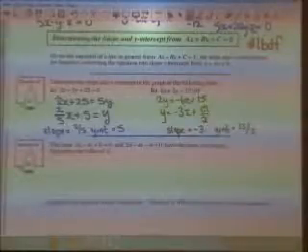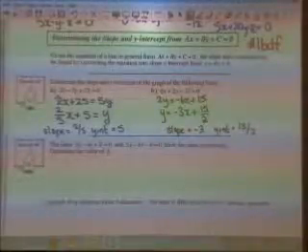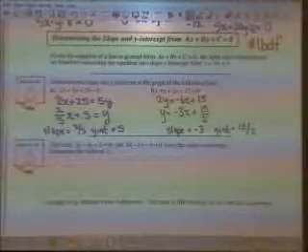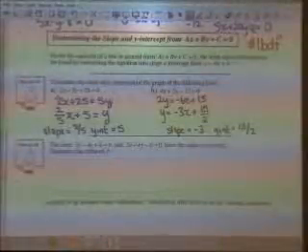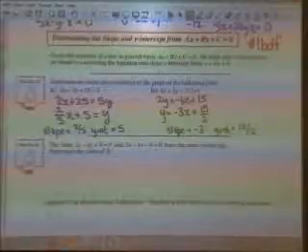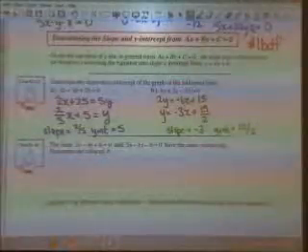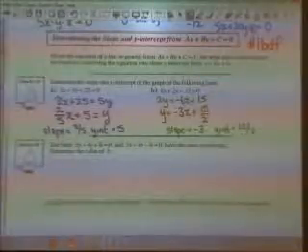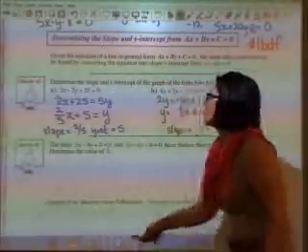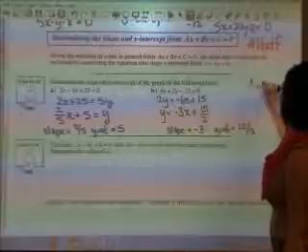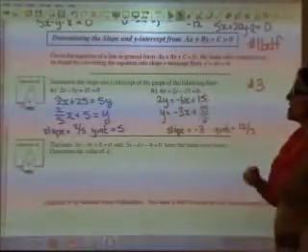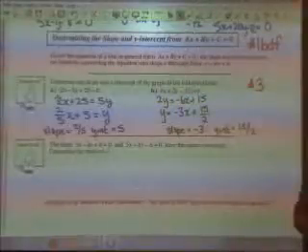Actually, maybe I'll give you a couple of questions to work on again. Question number 3. So question number 3 is kind of like this one. The only difference is it asks you to calculate the x-intercept as well.